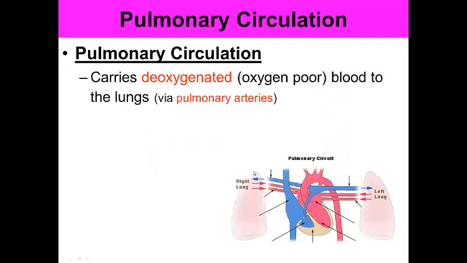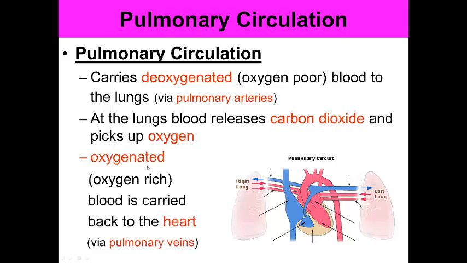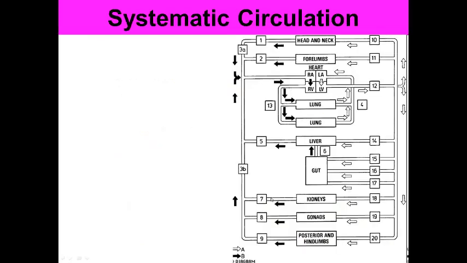Pulmonary circulation carries deoxygenated blood to the lungs. So deoxygenated means oxygen poor, to the lungs via, again, the pulmonary artery. At the lungs, the blood releases carbon dioxide and picks up oxygen. This oxygenated, or oxygen-rich, blood is carried back to the heart using the pulmonary veins.